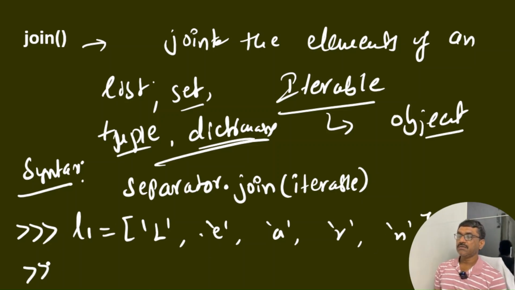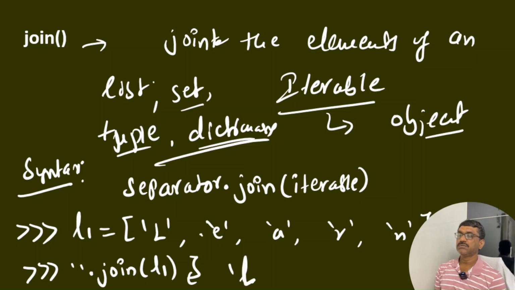Now when you apply the separator, here I'm writing just single quotes, not even mentioning an empty space. After this, if I write join, in brackets, if I use the iterable L1, now after pressing enter, what we are going to get here is, in single quotes, learn. What about these empty spaces? These empty spaces are not counted. Why? Because here we didn't use even one empty space. So that's why we got only learn in single quotes.